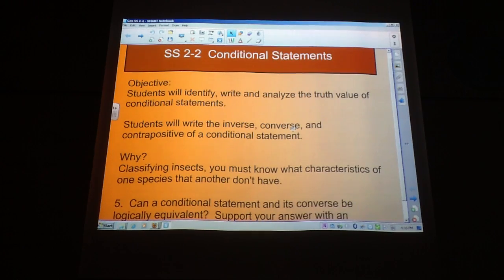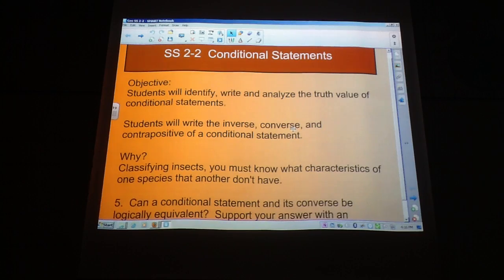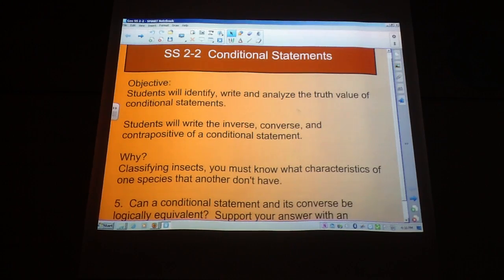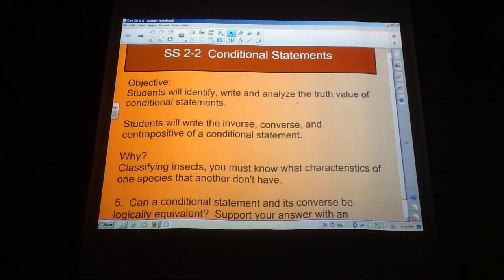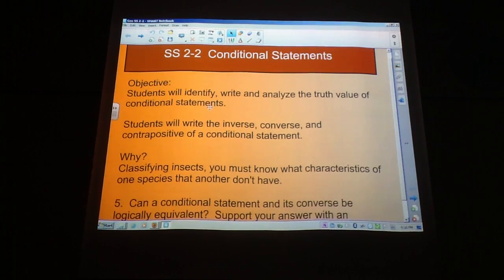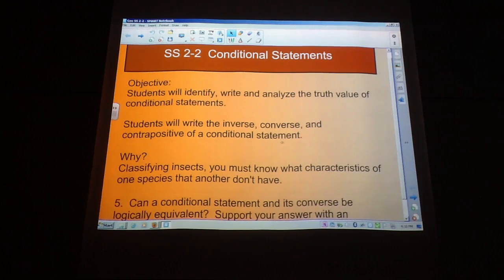We're on Chapter 2, Section 2, which is called Conditional Statements. So our objective will be to identify, write, and analyze the truth value of conditional statements. We'll also write some conditional statements. And then we're going to learn to write the inverse, converse, and contrapositive of the conditional statements. So if you want to, go ahead and write the title down so you have it.